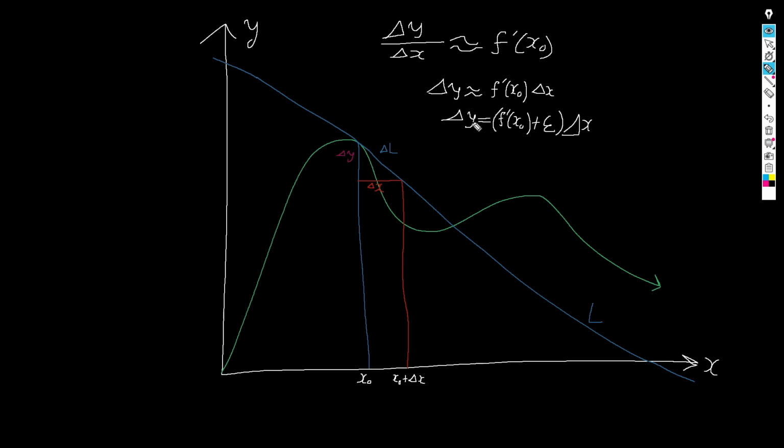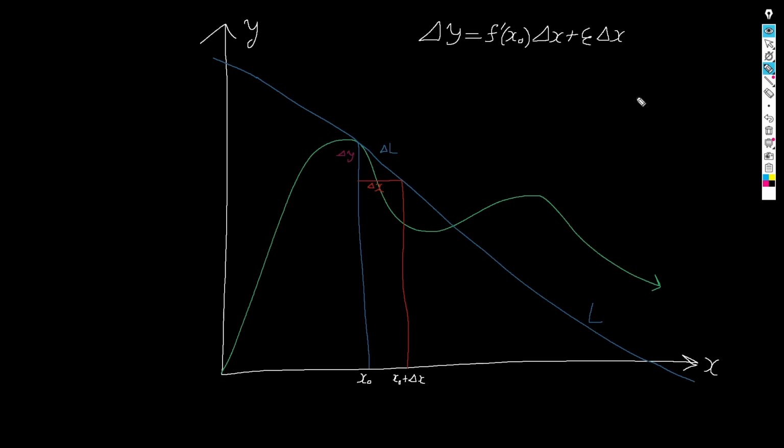We get that delta y is exactly equal to f prime of x0 plus epsilon times delta x. We add epsilon to f prime of x0 here because epsilon is the error term. So we now found the error term, which is just epsilon times delta x, and we make this exactly equal because of the error term.